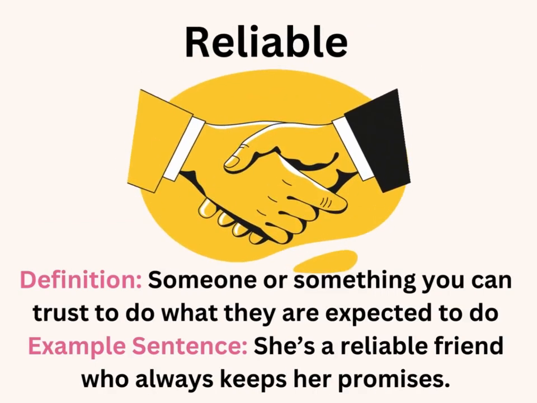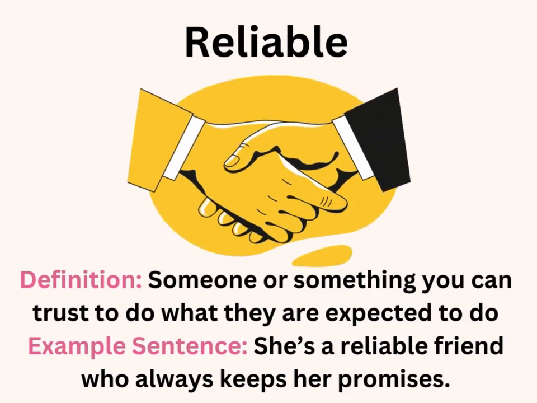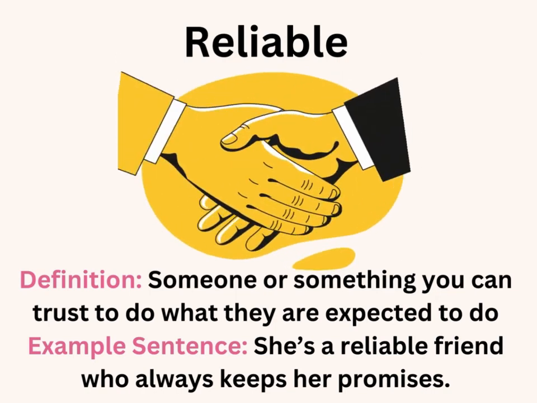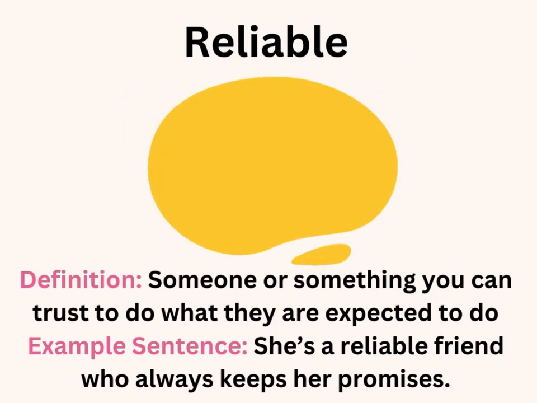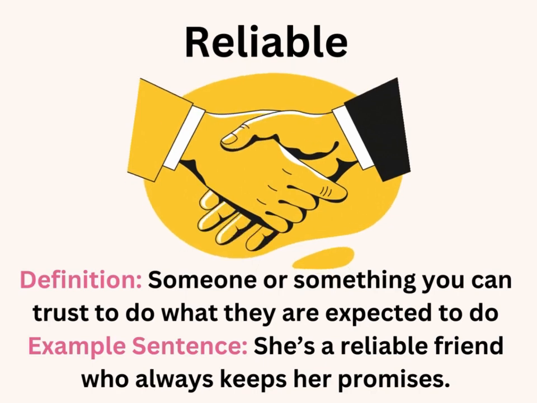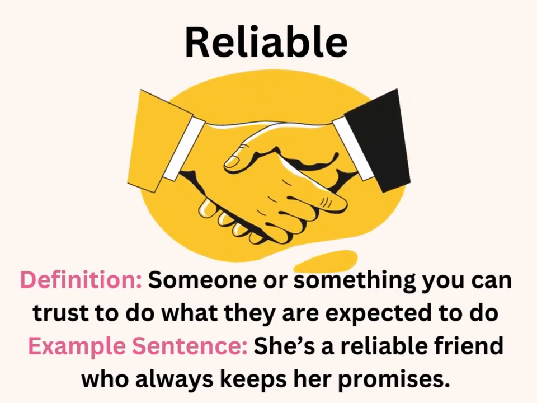Word: reliable. Definition: someone or something you can trust to do what they are expected to do. Example sentence: she's a reliable friend who always keeps her promises.